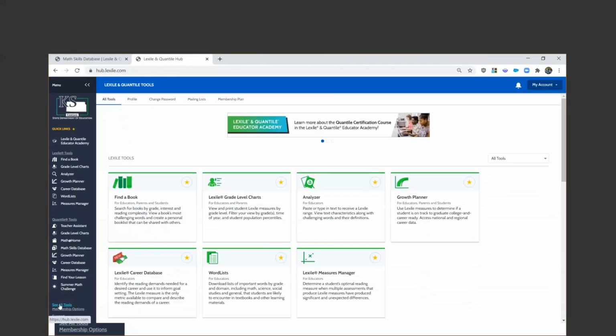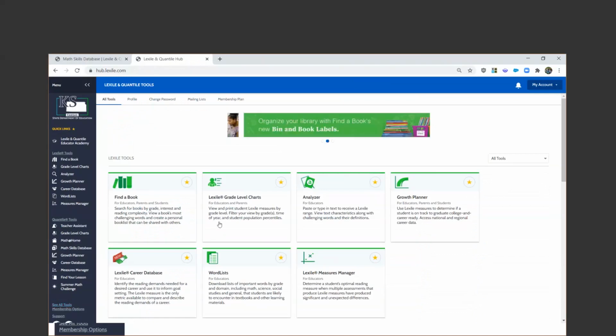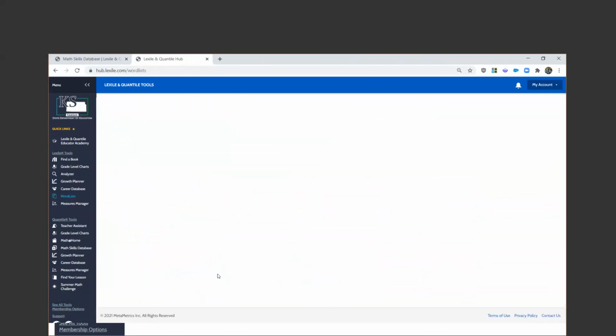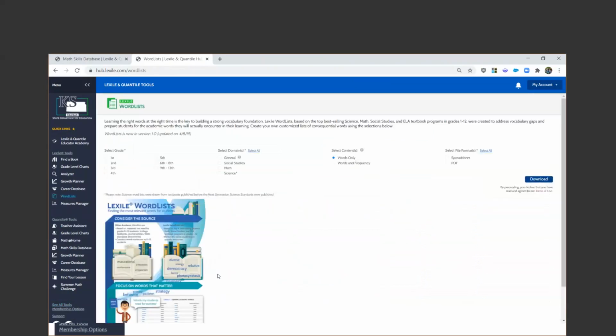So going back to the main page here, and I need to pick up my pace just a little bit because I know we have 15 minutes left. I want to go back to the Lexile side and show you one other very quick resource, and that's our Lexile word lists. As many of you know, MetaMetrics is an educational research company. That's our bread and butter.